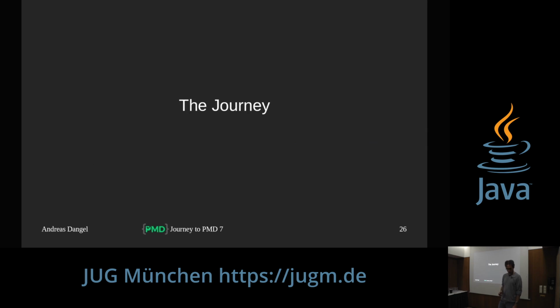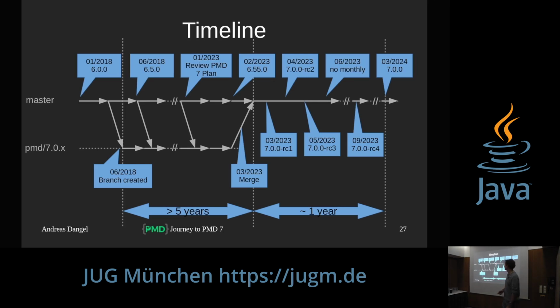Right, now the journey. So the question is now, how long did it take from PMD 6 to PMD 7? Any guesses? 5 years. Not bad, not bad. Like between Java 6 and Java 7. No, it's actually a little bit more than 5. So I've looked it up, how it works out.